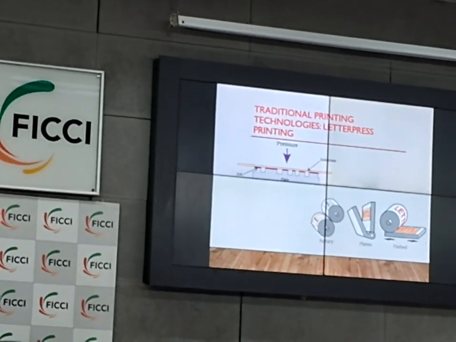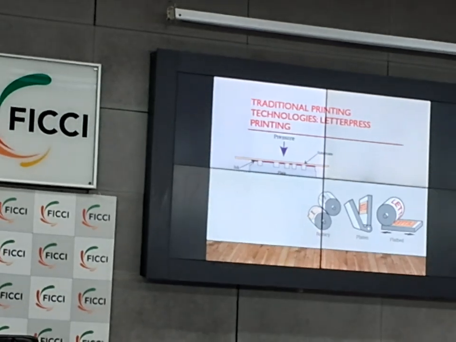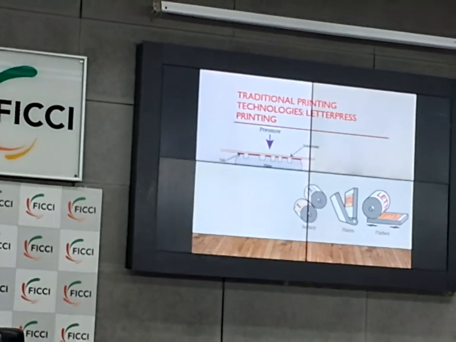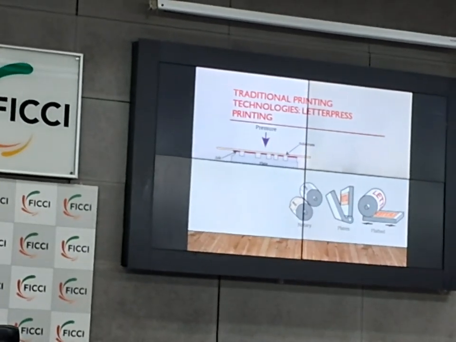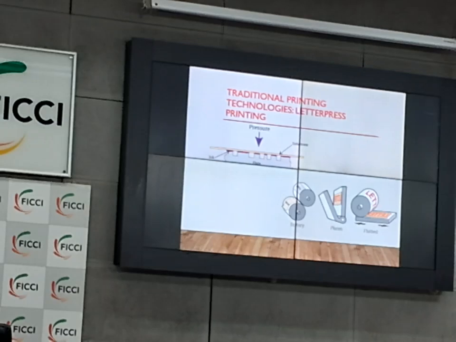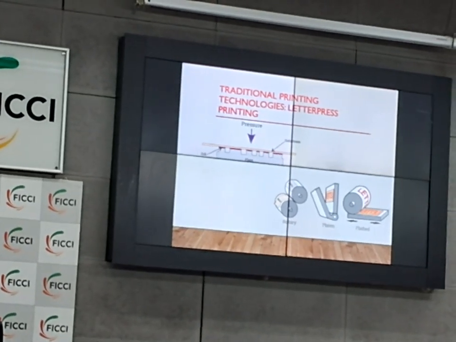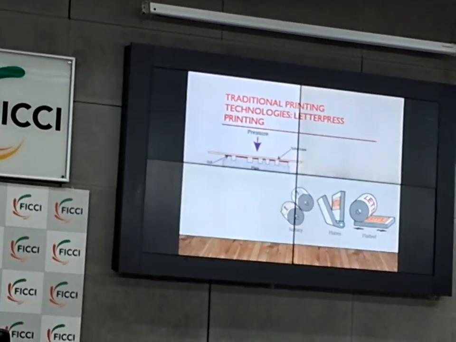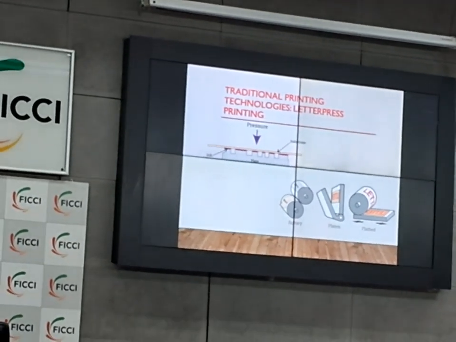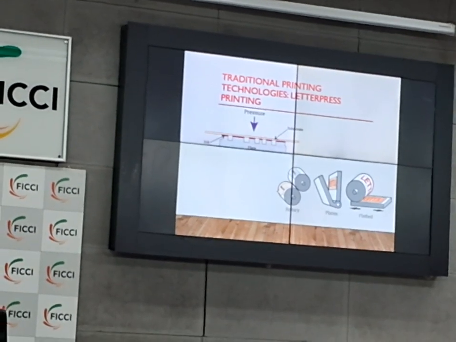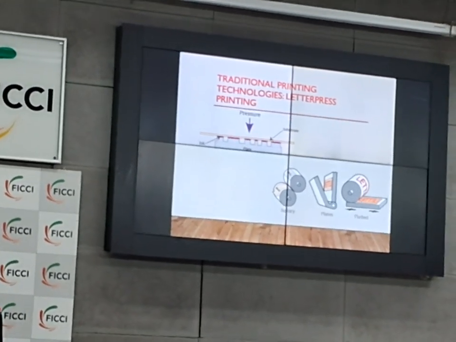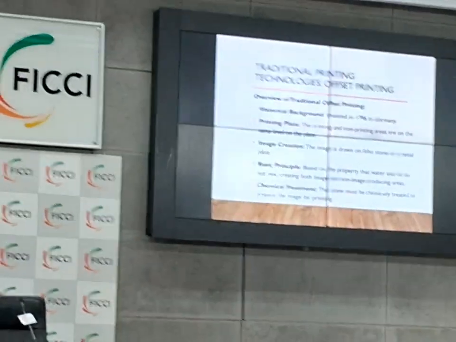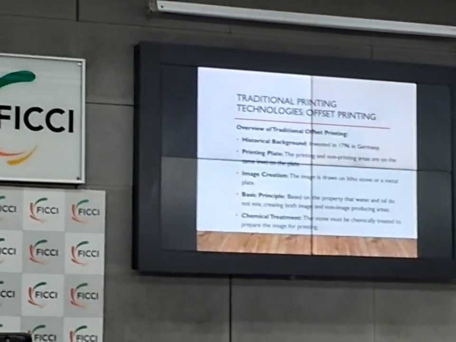Next. These are some diagrams, and there are three different types of letterpress printing: flatbed, platen and rotary systems. But as I mentioned earlier, its use is very limited nowadays, because offset printing has taken its place. So the same process or principle can be used in three different ways: rotary, platen and flatbed.